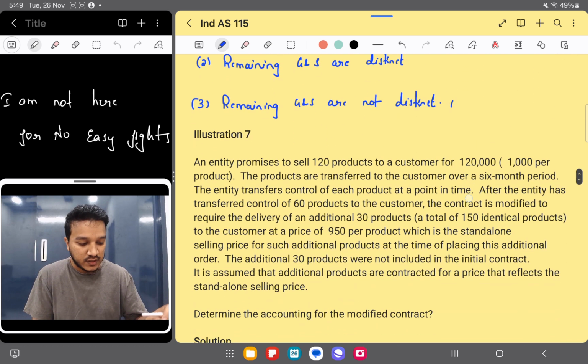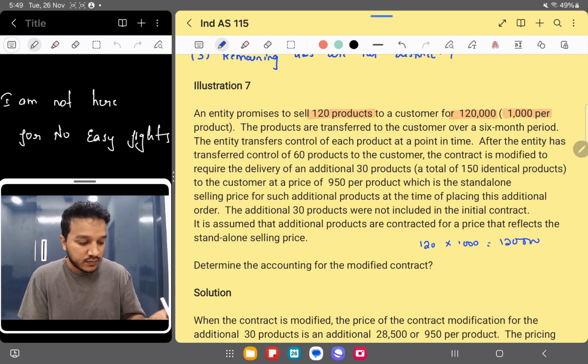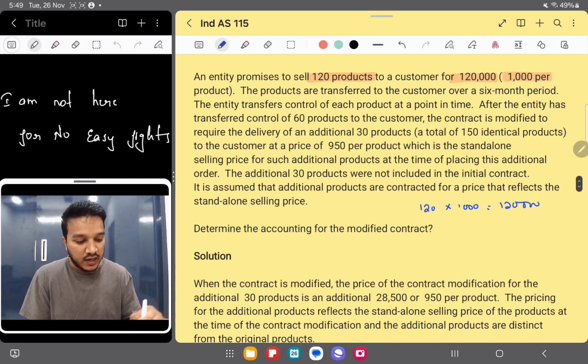Now we will see an example here. First, the entity promised to sell 120 products at 1000 rupees each, 1,20,000. Total consideration is 1,20,000. And these 120 products have to be supplied over a period of 6 months. Now the entity has transferred 60 products. The entity transferred 60 products. Balance, how much is left? Another 60.